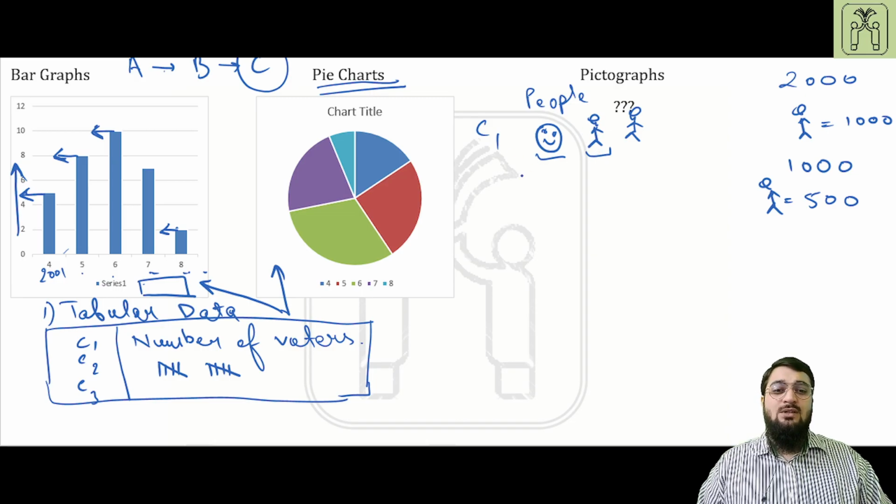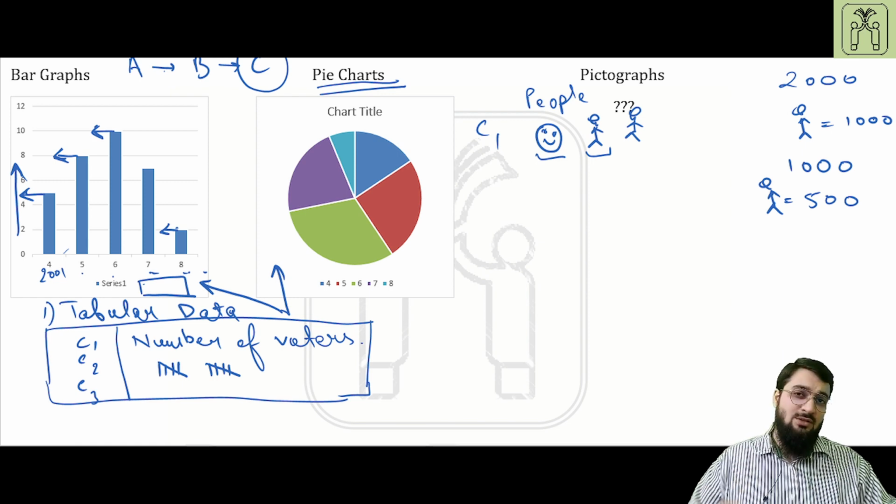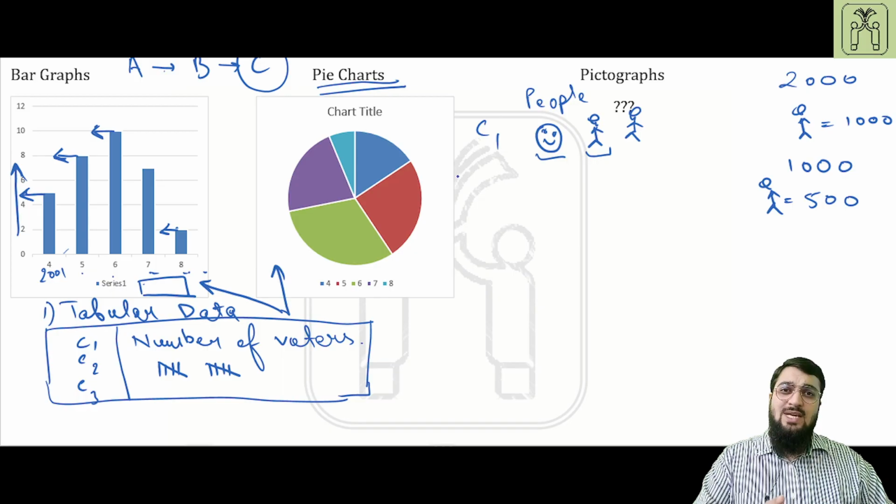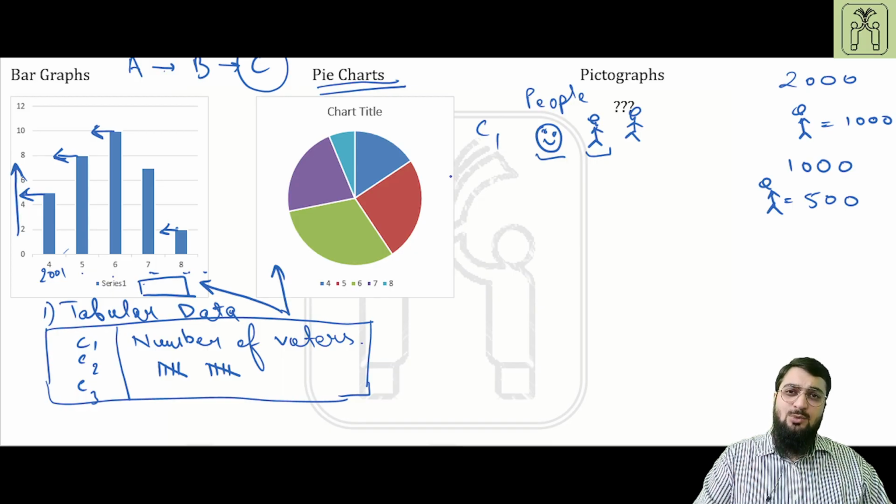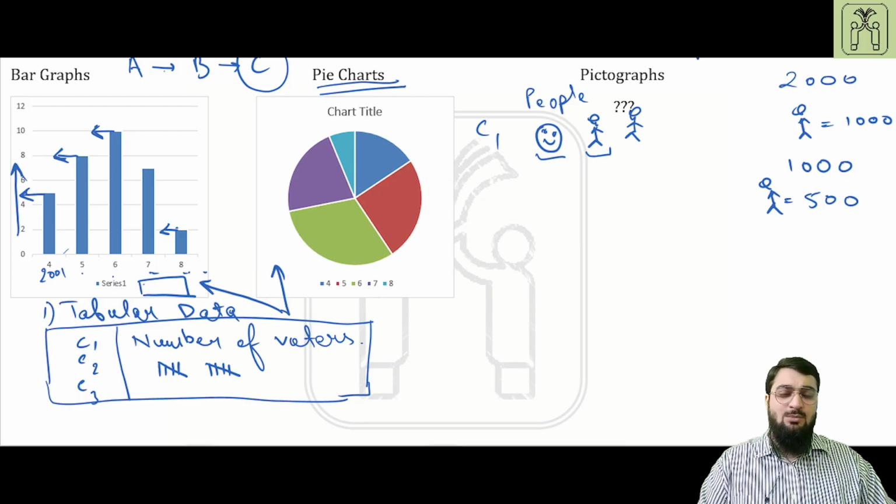If you are concerned regarding the number of trees in a particular garden, for example, I have to make a survey of how many of this particular tree, this particular tree and this particular tree. For example, I have three predefined choices: mango tree, apple tree, and neem tree. So how many trees are there?